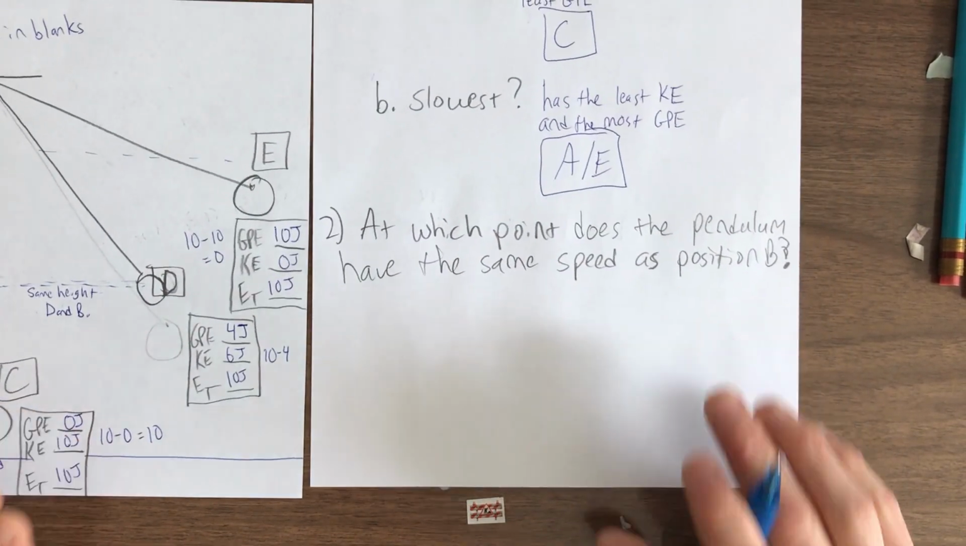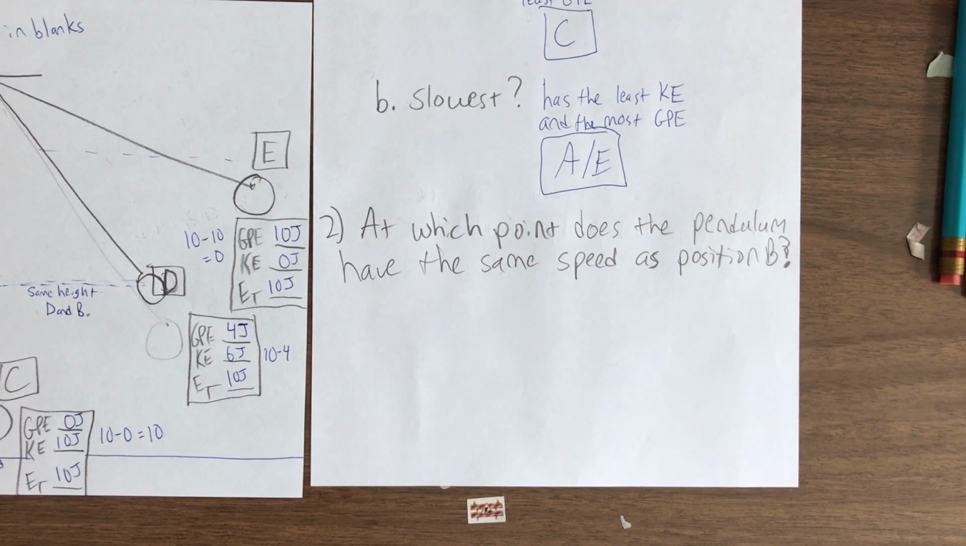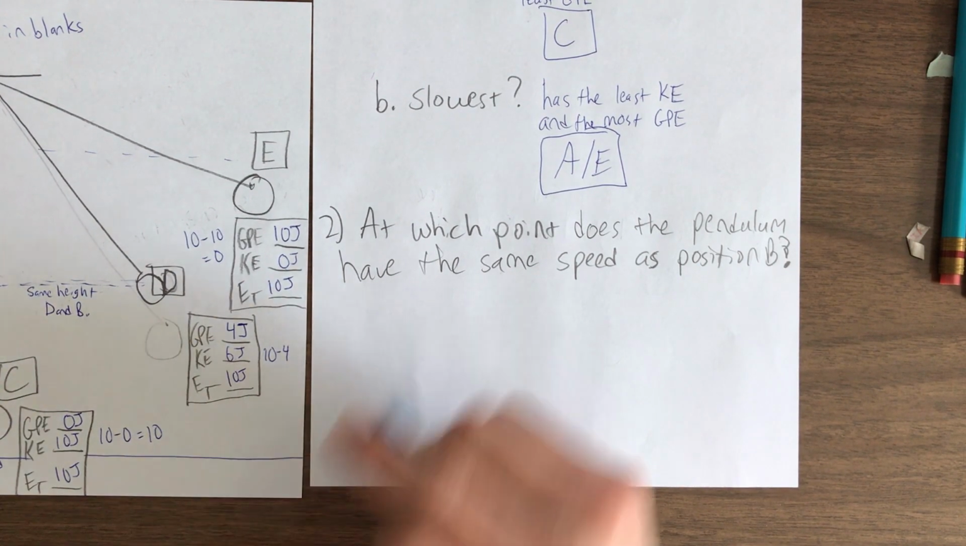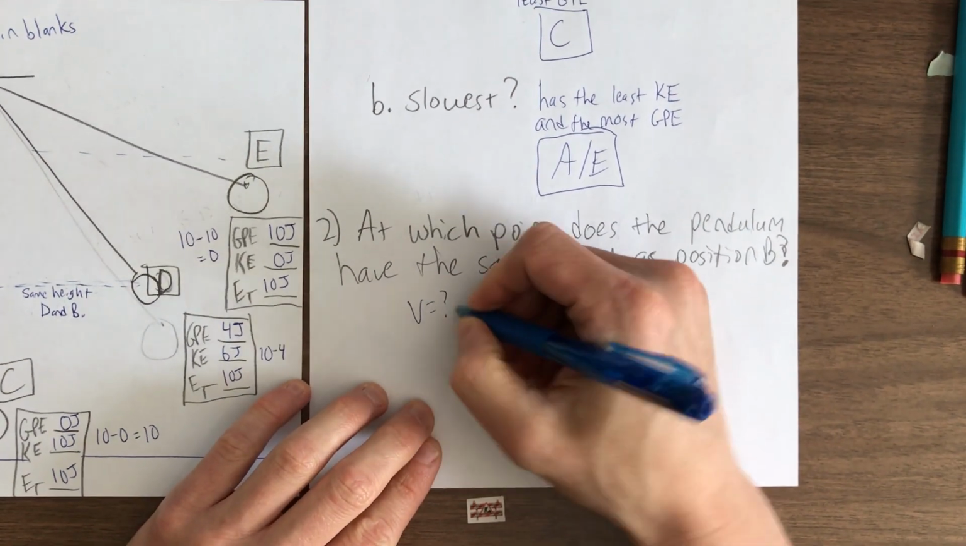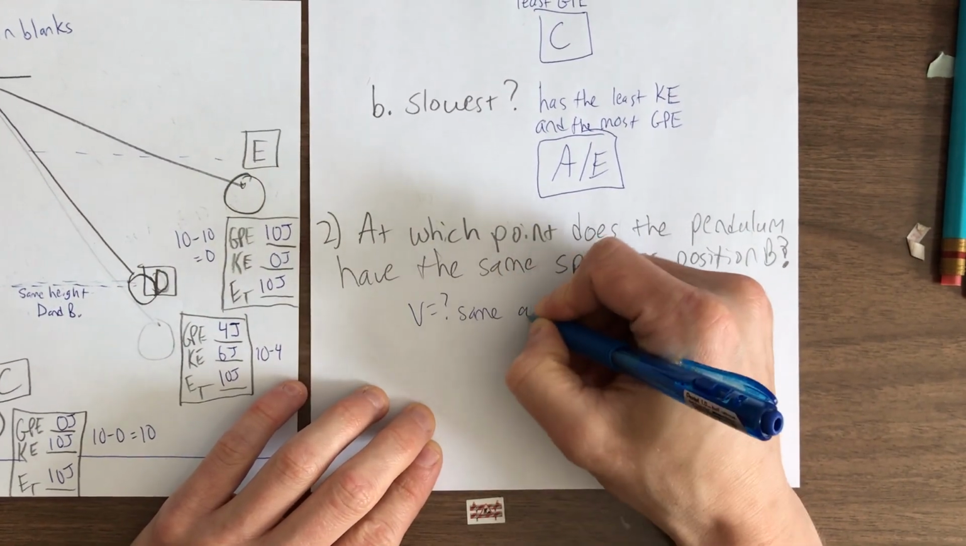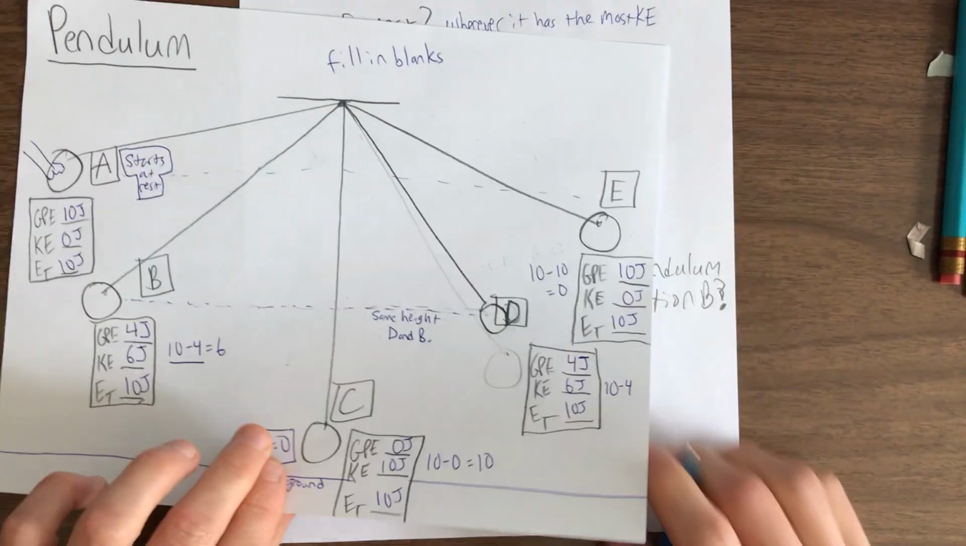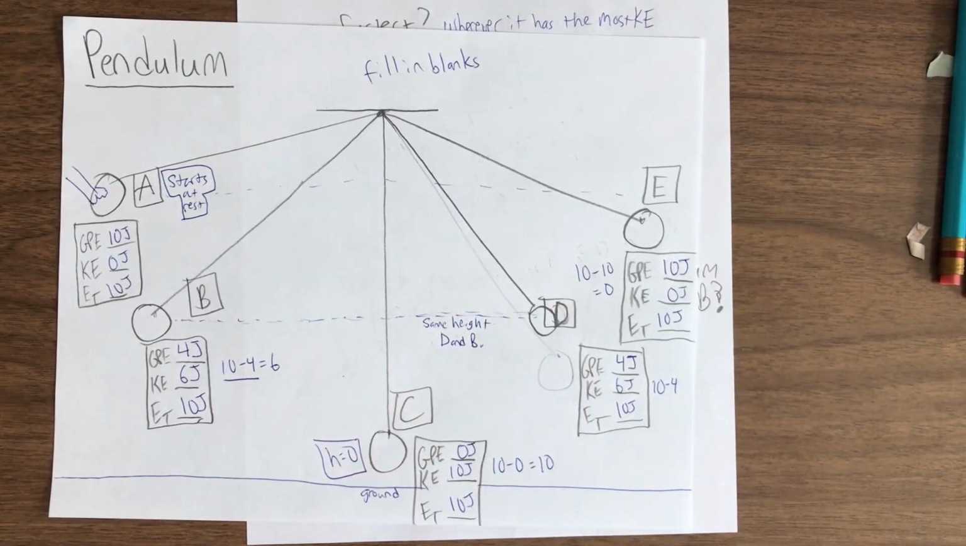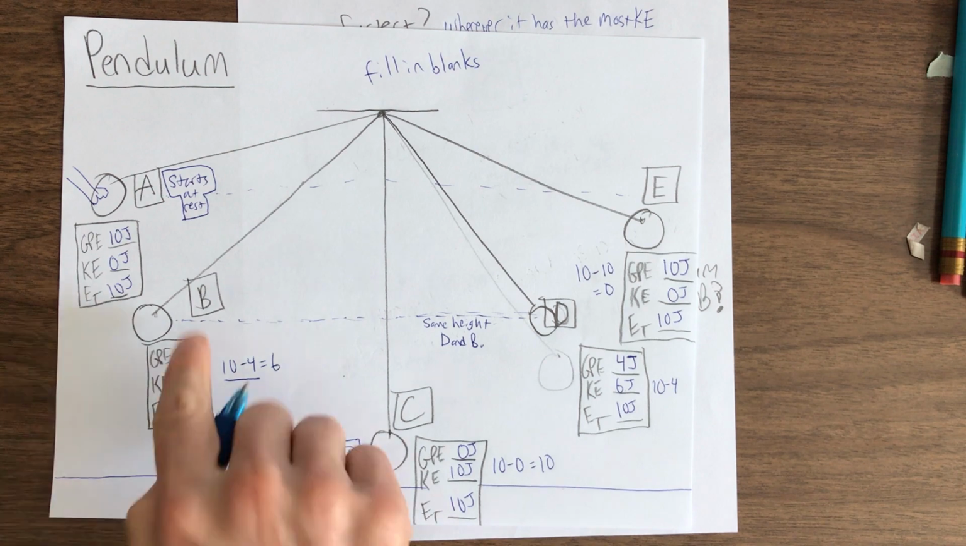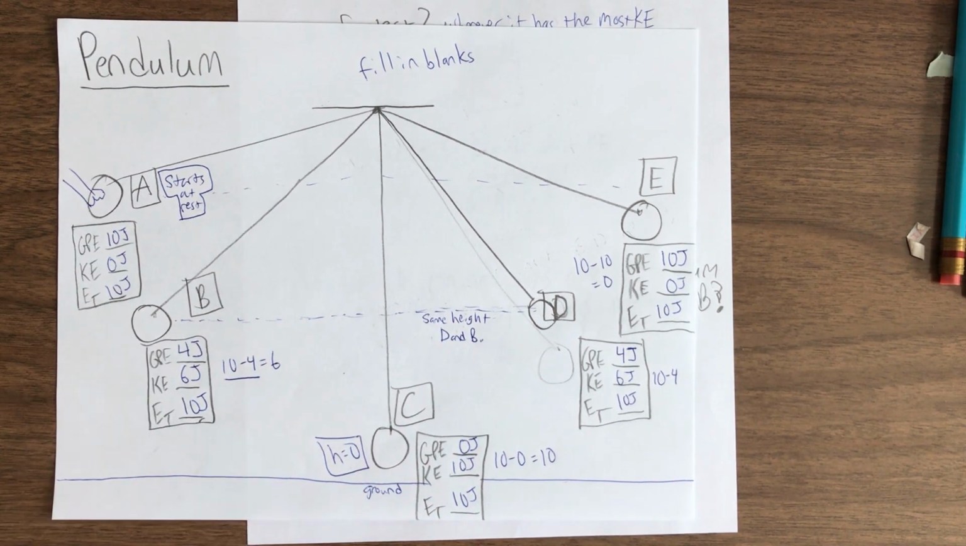All right, question 2. At which point does the pendulum have the same speed as position B? Where is the velocity the same as B? Is there another letter that has the same velocity as B? Well, I don't see velocity anywhere on that diagram. That's confusing. How can I figure out which one has the same velocity as letter B? The box doesn't have anything for velocity in it.